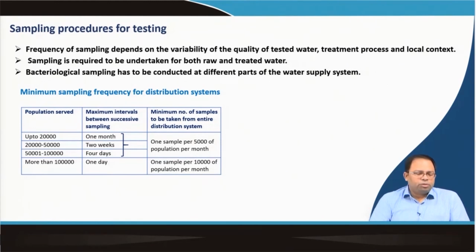So, this table gives you the minimum sampling frequency as per Indian standards for the distribution system. If it's for a larger population, like 100,000 people, then every day a sample has to be taken, and one sample for every 10,000 of population per month. For population 50,000 to 1 lakh, every 4 days we need to take samples, and one sample per 5,000 of population per month, and so on.